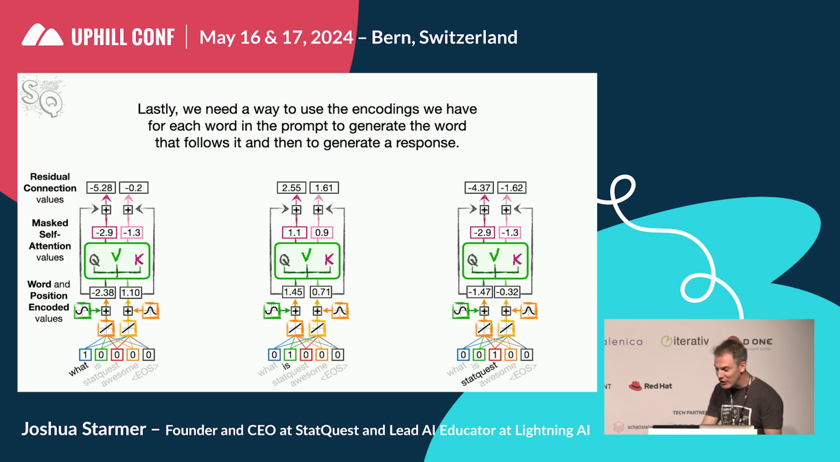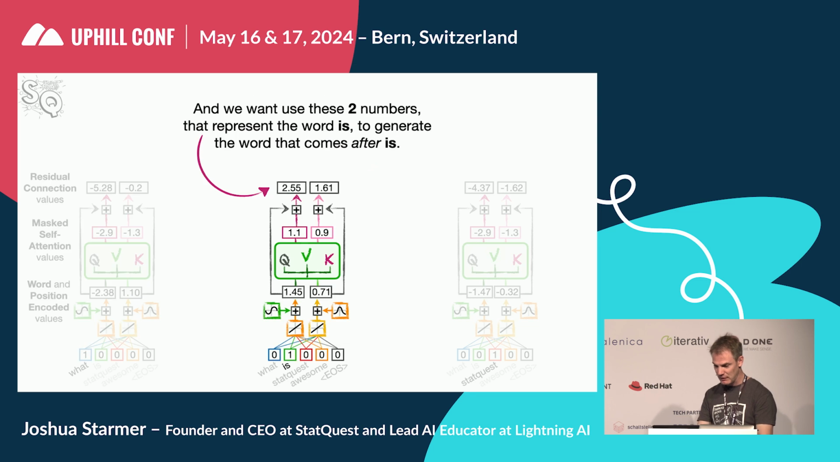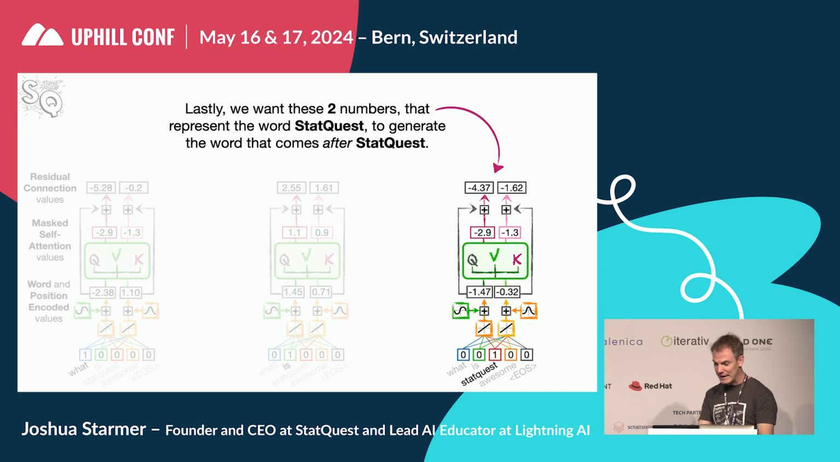Lastly, we need a way to use the encodings we have for each word in the prompt to generate the word that follows it and then generate a response. In other words, we want to use these two numbers that represent the word what to generate the word that comes after what. And we want to use these two numbers that represent the word is to generate the word that comes after is. Lastly, we want these two numbers that represent the word StatQuest to generate the word that comes after StatQuest. And that's when things start getting interesting.